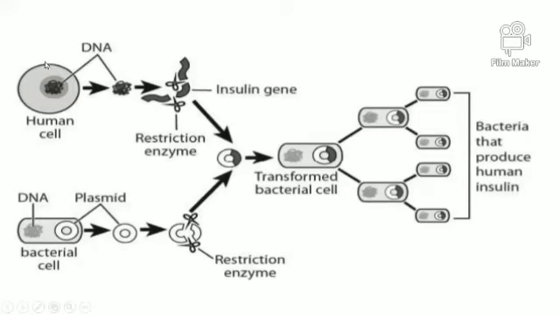See here, this is the human cell. Inside a human cell, there is always a chromosome. Inside the chromosome, there is DNA. So you first have to isolate this DNA. You are isolating this DNA here. Okay, so here the DNA gets isolated.